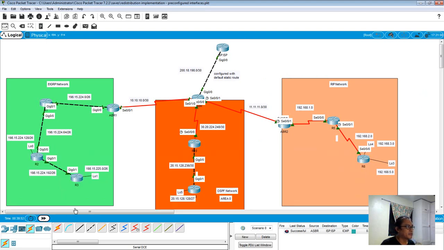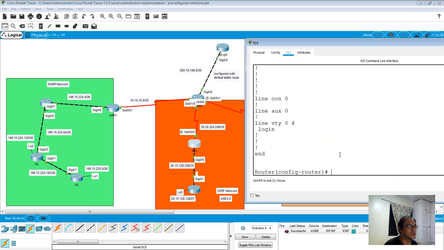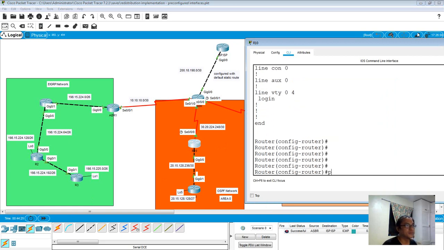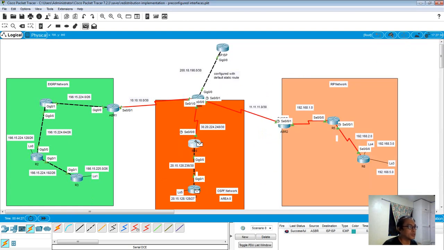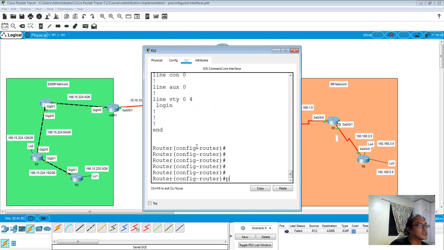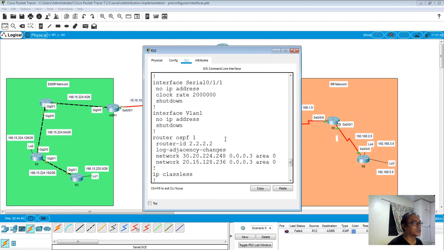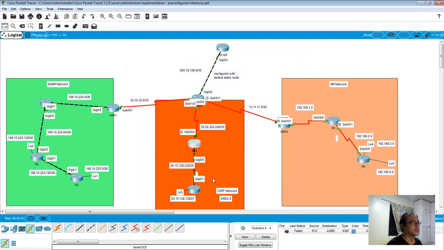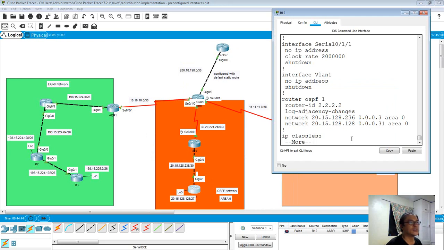Okay. Let's try to ping this one to that one. It is successful. If this one communicates to this one, they should communicate to each other, but in this case there is none. So Ethernet 0/0 is 20.15.128.236, so it should be 236. Okay, it is 236 already. So how come it cannot see?